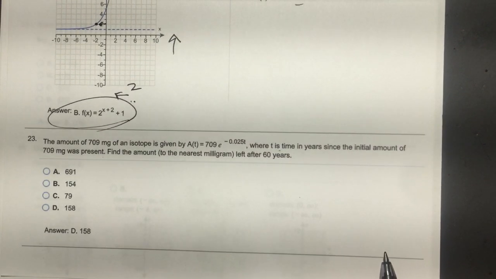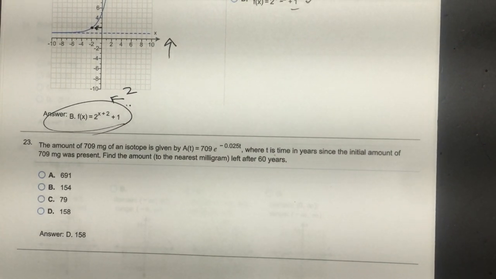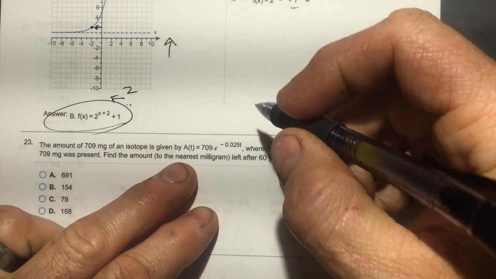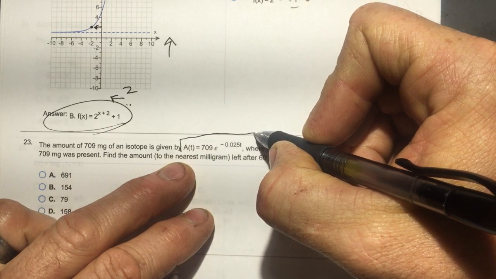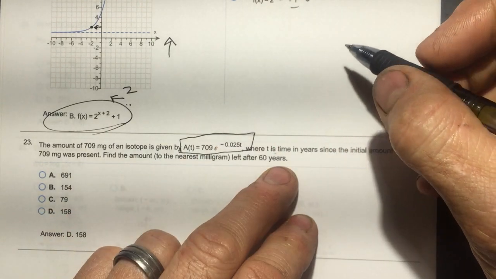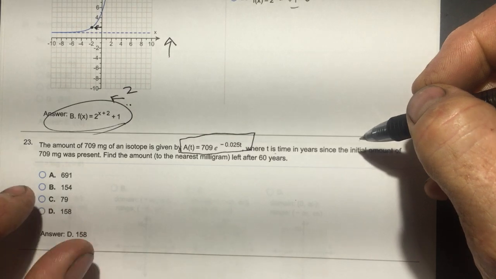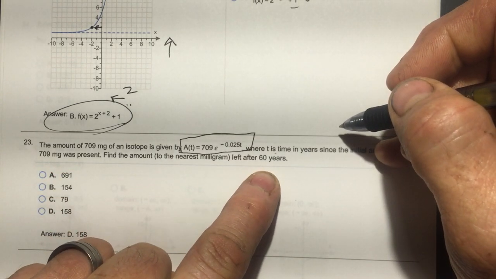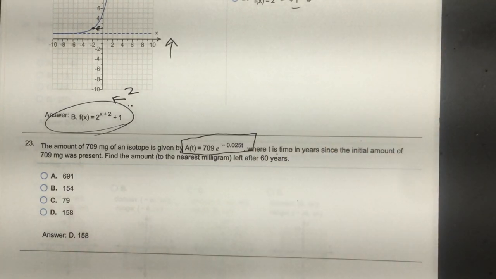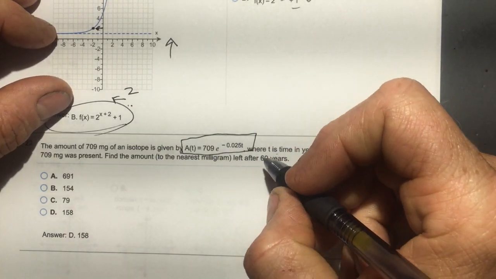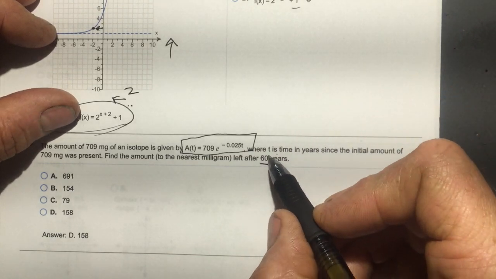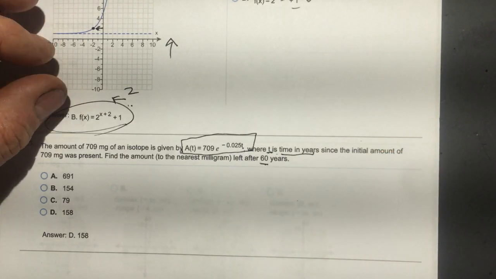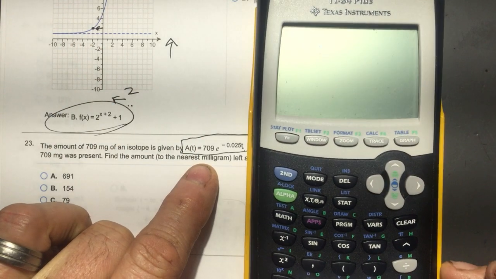Okay. Number 23. The amount of 709 milligrams of an isotope is given by this function right here, where T is time in years since the initial amount of 709 milligrams was present. Find the amount to the nearest milligram left after 60 years. So this thing deteriorates slowly. How much is going to be left after 60 years? If you notice, T is time in years. So I'm going to put 60 in for T. I'm just going to punch this in the calculator.